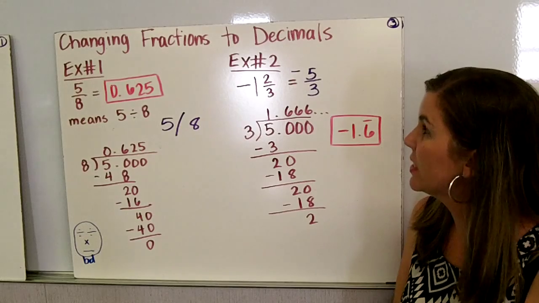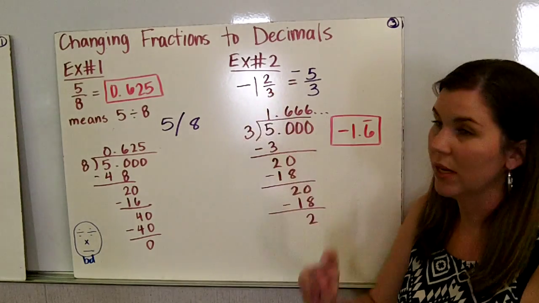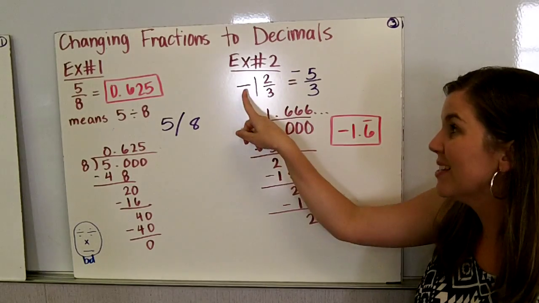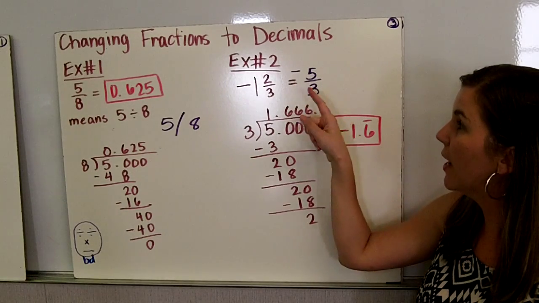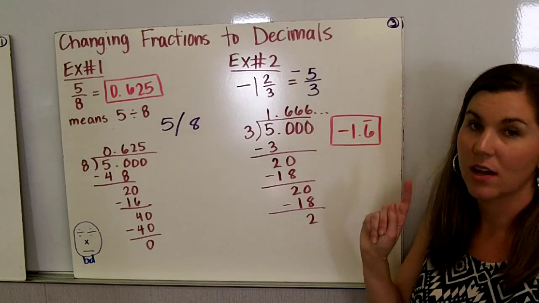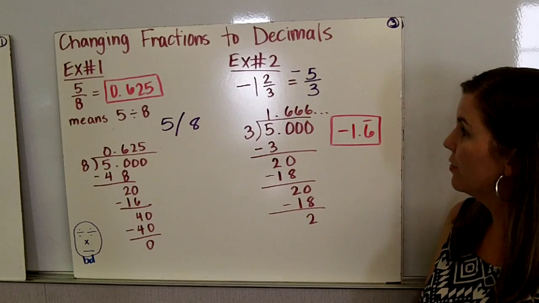Example 2. Here we have a mixed number, -1 2/3. Now you can change this mixed number to an improper fraction by saying 3 times 1, which is 3, and add 2, that gives you 5. Now because of this negative out here, we have to keep the negative on the outside. So -5 is our numerator, and 3 was the denominator, it stays the denominator. So to convert a mixed number to an improper fraction, that's how you do it.